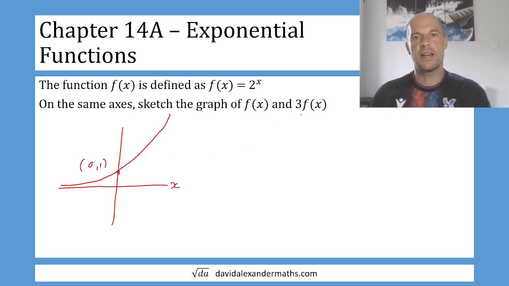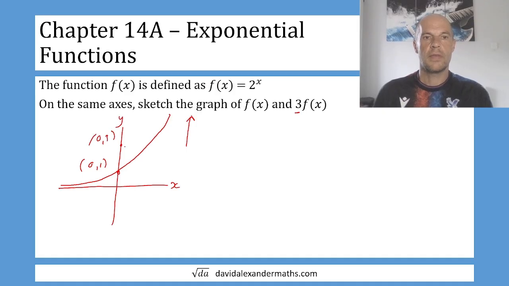Now 3 times f of x means we are tripling all the y values. So this is a stretch with a scale factor of 3 parallel to the y-axis. So we're just stretching it in this direction. So instead of it going through 0, 1, it's now going to go through 0, 3 times 1, so it's going to go through 0, 3.